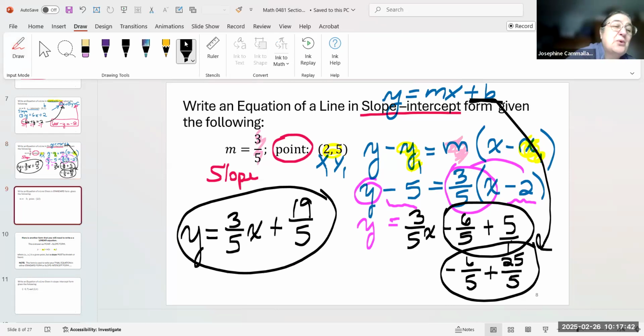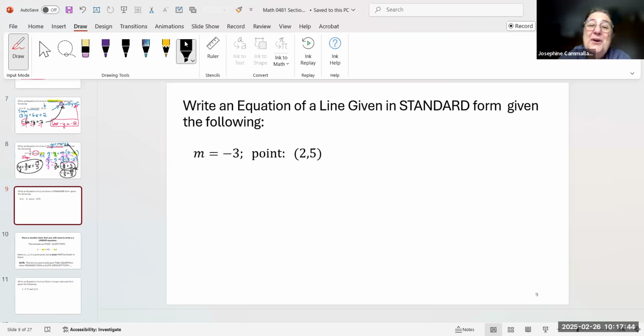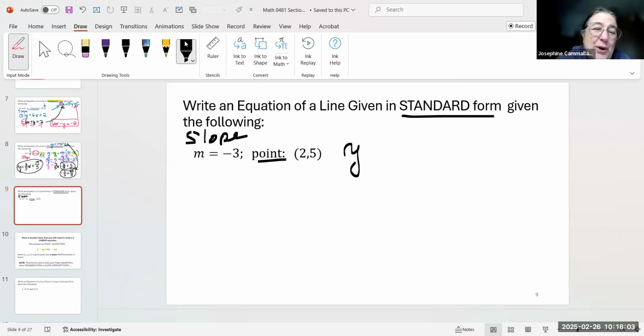And let's go right here. Okay, I want my answer in standard form. This is my slope. This is the point, which means I have point slope form I have to use.